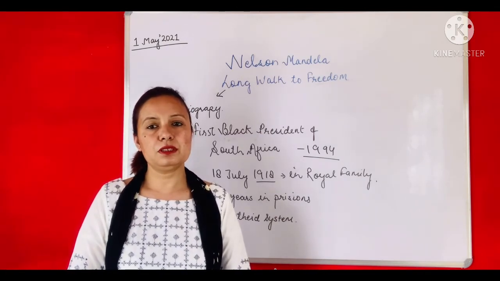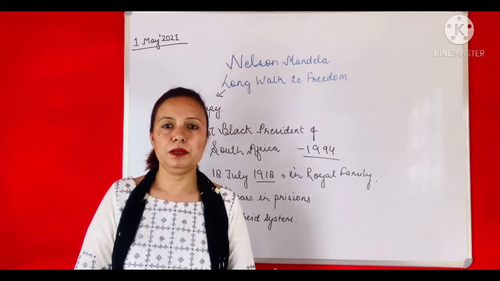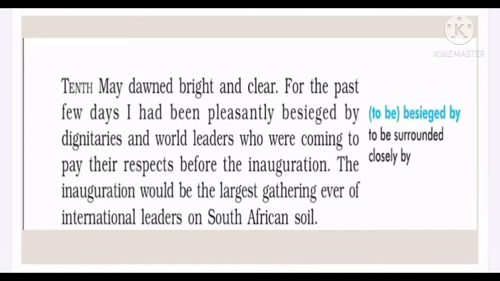I'll explain the chapter as well as word meanings. Let's proceed. Students, now I'll explain this chapter line by line. "10th May dawned bright and clear." So here Nelson Mandela is talking about the 10th May. Why was the 10th May a very important day in South Africa? Because that day Nelson Mandela was elected the first black president in South Africa, and the day was bright and clear.